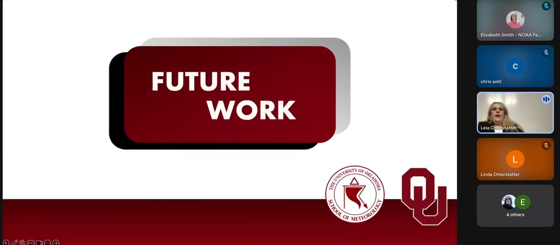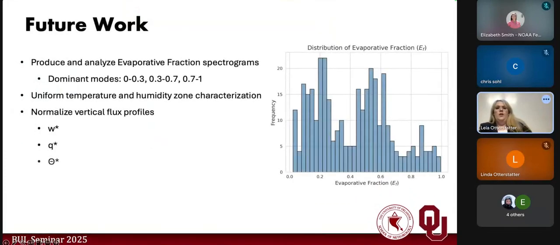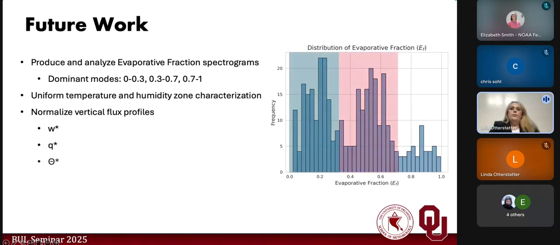Now taking a look at future work. The first thing that we'd like to do is continue looking at spectrograms and produce and analyze evaporative fraction there. You can see it is very trimodal, and we want to look at the dominant modes, which would be 0 to 0.3, 0.3 to 0.7, as well as 0.7 to 1 there.